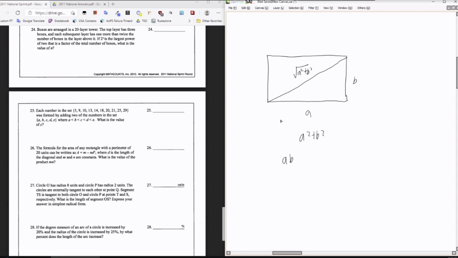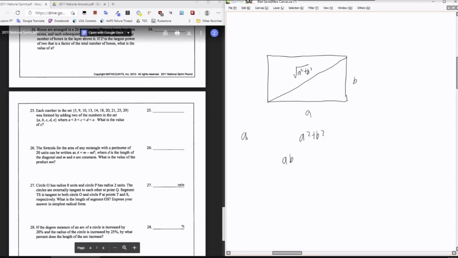Oh, we also have the perimeter is 20 units. So A plus B is equal to 10. So we have A plus B, we have A squared plus B squared, and we have AB. So this should instantly make you think we need to square this. Because if we square this, we get A squared plus B squared plus 2AB equals 100.